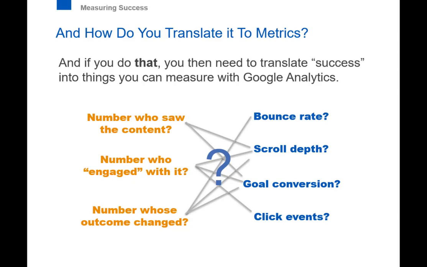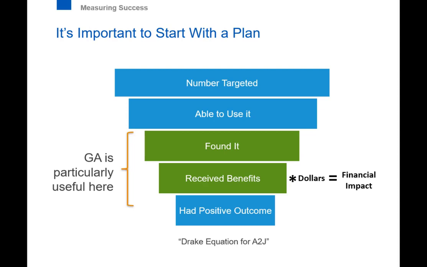So there's no cut and dry answers to all of this. For that reason, it's really important to start with a plan. Not just to say, all right, we're going to, in general, take a look at Google Analytics and get some information from it, because it's an incredible rabbit hole. That's a strategy that could take a full-time person their entire job, but more likely will result in no one doing anything because it's far too amorphous to actually act on.